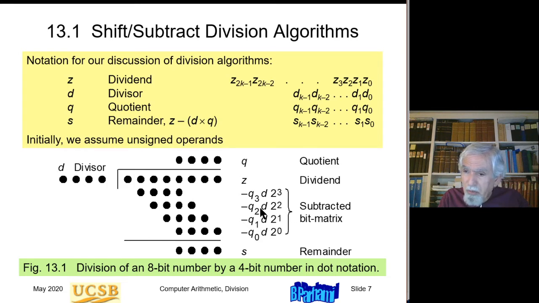Then Q2 times D times 2 to the 2, a 2-bit shift, and so on. So these are the values that are subtracted. Okay, so basically if we knew all of these values, subtraction is essentially the same as addition of complements.